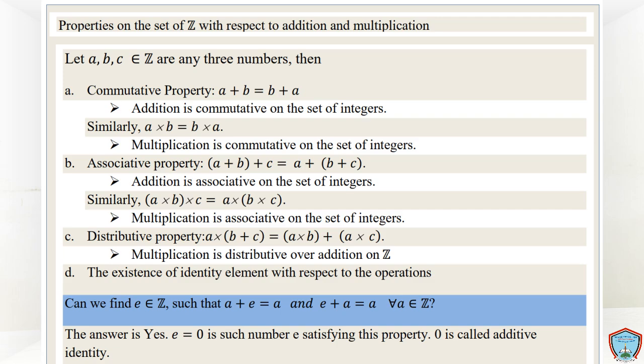Integers also have a special identity element. The number 0 is called the additive identity because adding 0 to any integer leaves the number unchanged. Likewise, the number 1 is called the multiplicative identity because multiplying any integer by 1 leaves it unchanged.